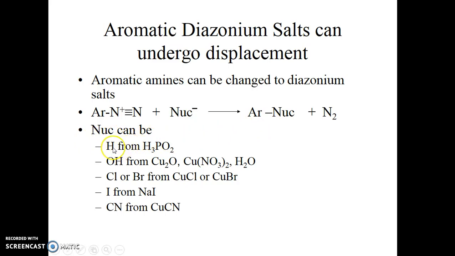The nucleophile can be a hydride from hypophosphorus acid. It can be hydroxide that's provided from the oxygen in copper 1 oxide, chloride or bromide from copper 1 halide. Sodium iodide gives us an iodide, and copper 1 cyanide gives us the nitrile. The biggest trouble here is remembering what provides the nucleophile. Getting the nucleophile right is what's most important. Getting the rest of the reagent is secondary.